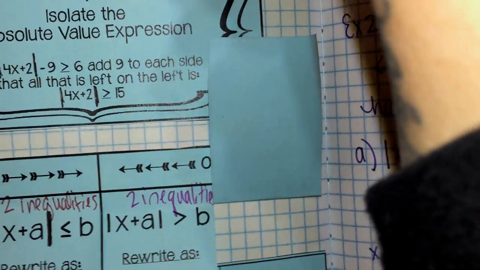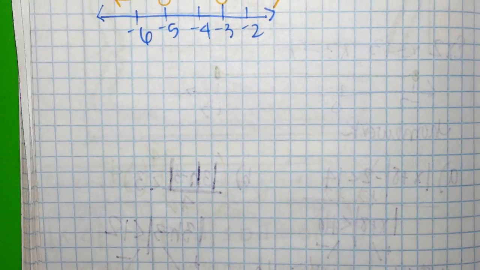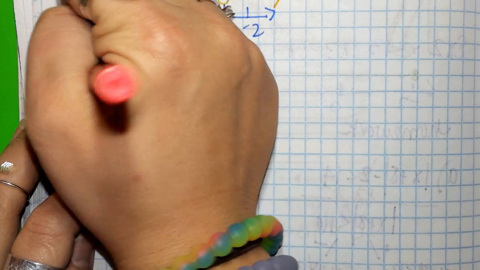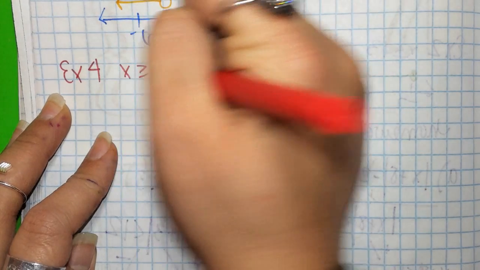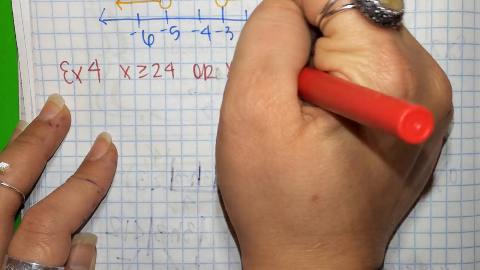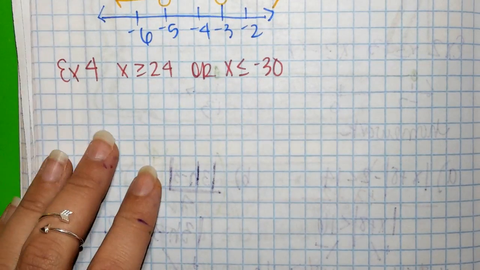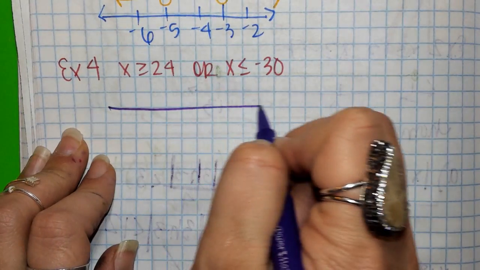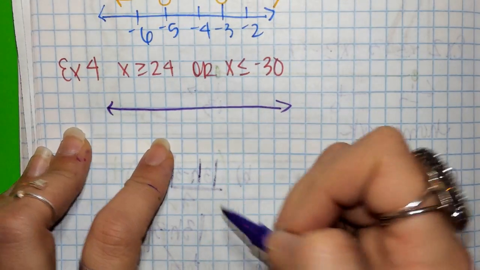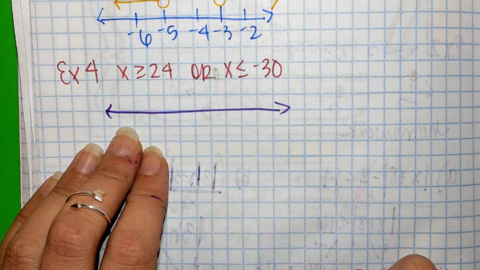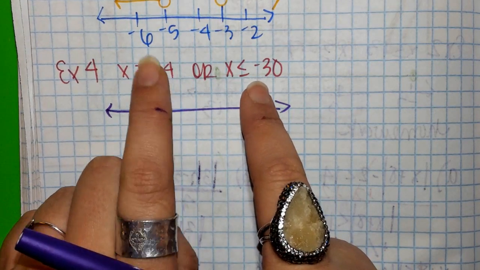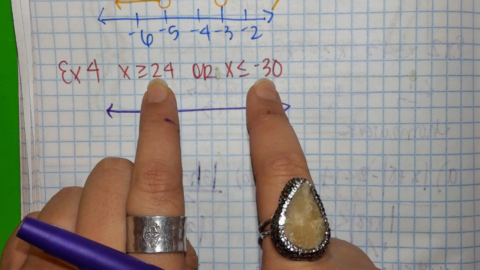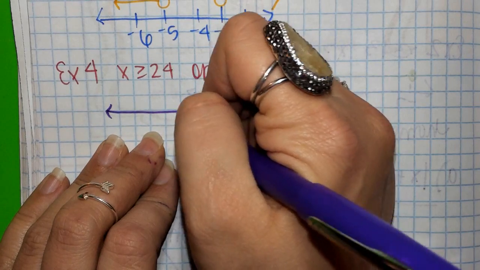Alright, let's graph. Alright, please call this graph example 4. Stop, we're doing math. Alright, so is 0 in the middle of 24 and negative 30? No. Is 0 in the middle of positive 24 and negative 30? Yes, guys, it is.